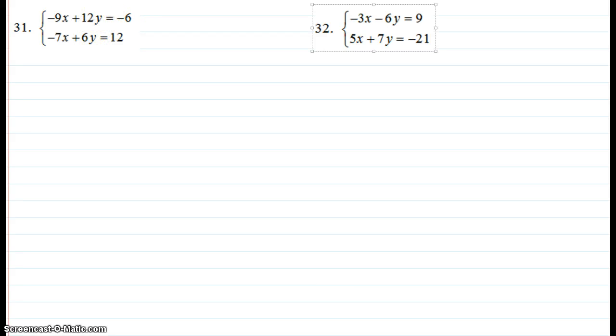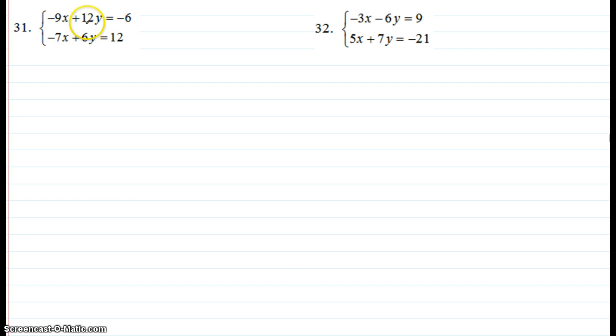Alright, let's take a look at 31. So they're not solved for y, so we're going to use elimination. You're looking for an easy number to get opposites for. So 9 and 7, the only common multiple they're going to have is 63.